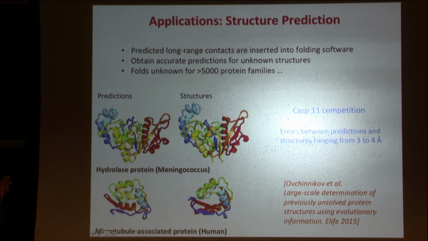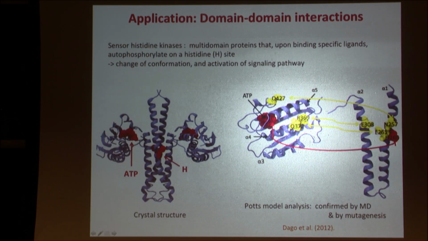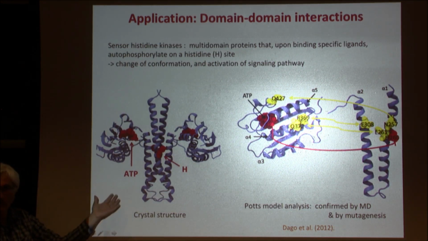CASP11 was not the last competition. There was CASP13, so I will say a word about who won CASP13, but CASP11 was 3 years ago. It could predict with very good precision a lot of structures which were not known at that time. This is interesting because it's not only a structural prediction of some static structure, but also a prediction about how domains, or flexible parts of a protein, can interact together.